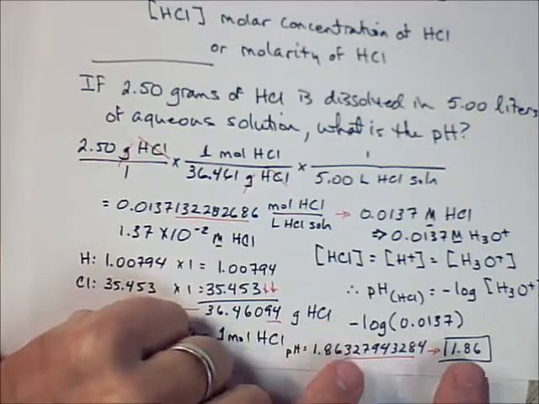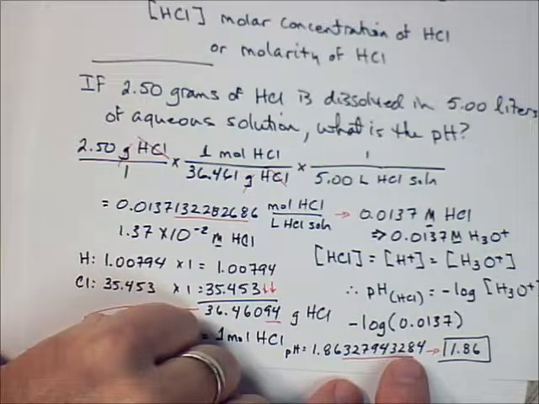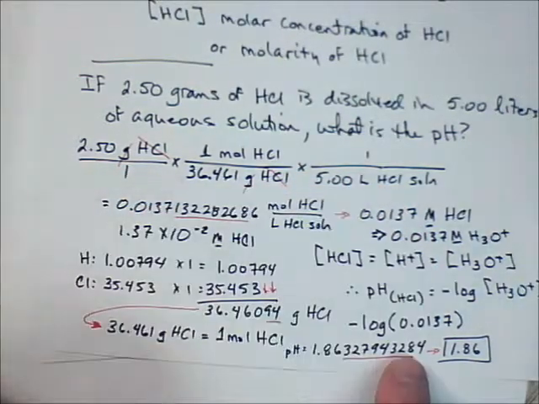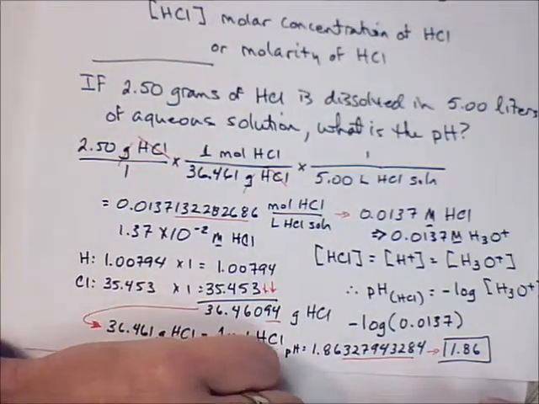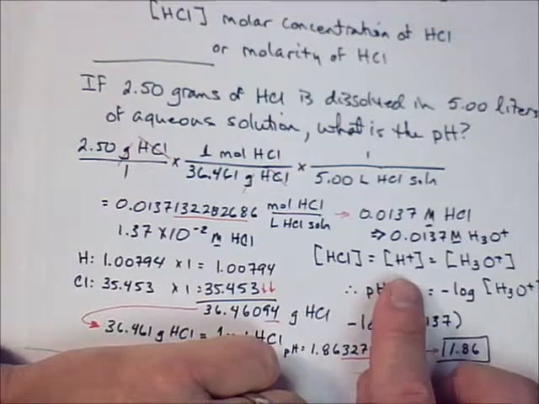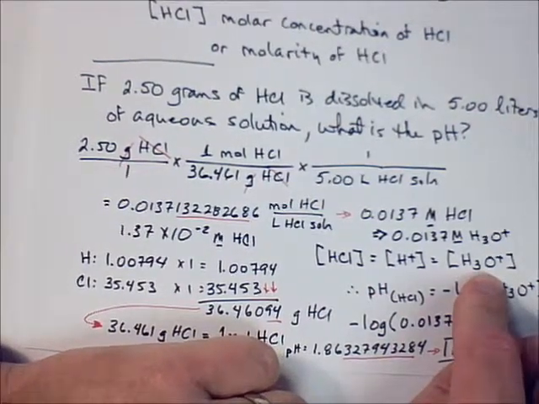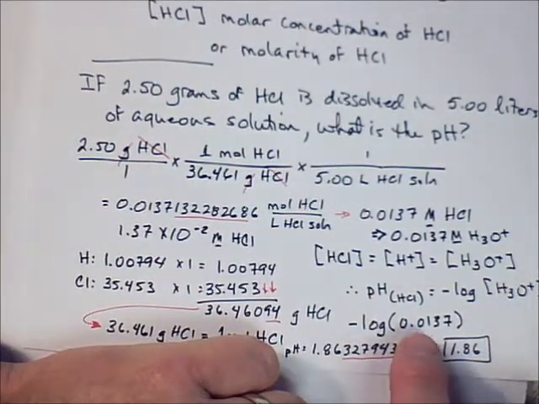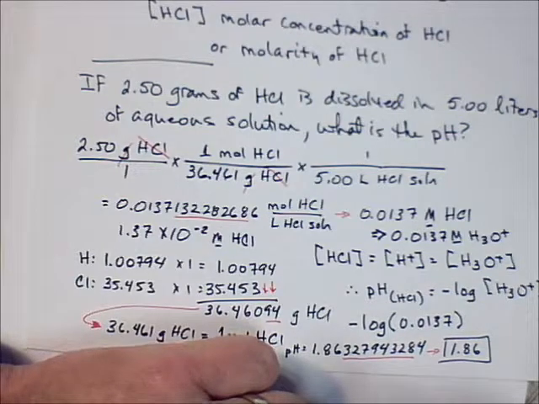It's that simple. Find the molarity. Molarity is moles of whatever acid you're dissolving. You want to make sure you have the molarity of the hydrogen ion, of the hydronium. Then you find the negative logarithm of that.